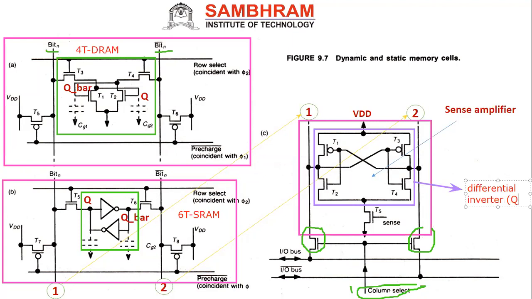Q and Q bar, or V out and V out bar. Anything you can say, V out and V out bar. So it will give both. Now let us see the operation of this first.